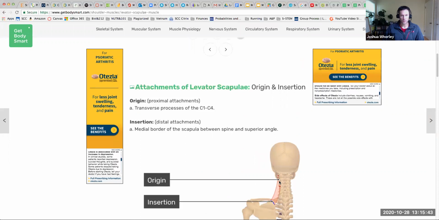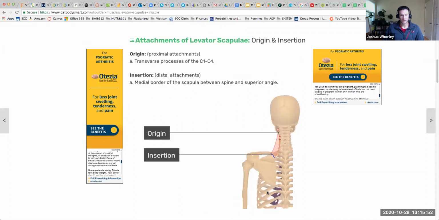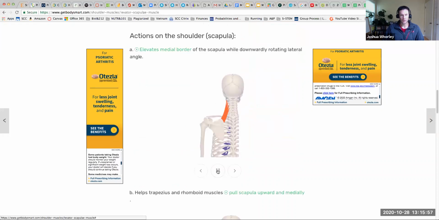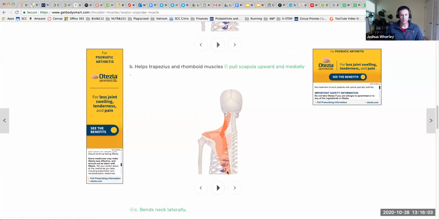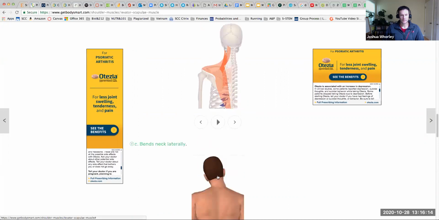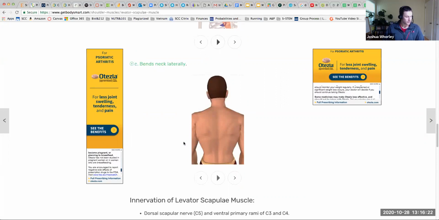It's on the transverse processes of those cervical vertebrae, and then inserting on the superior angle here of the scapula, on that medial border of the superior angle. So the action here is elevating the medial border of the scapula. It can also contribute with the trapezius into pulling the scapula medial, or adducting, and even a little bit of bending of the neck. Okay, that's our levator scapulae.